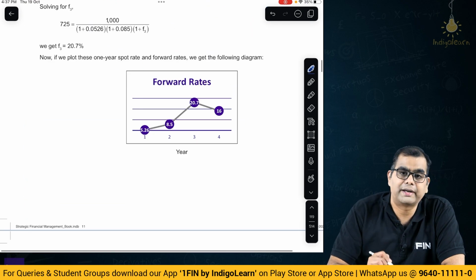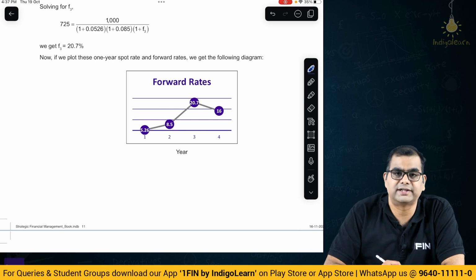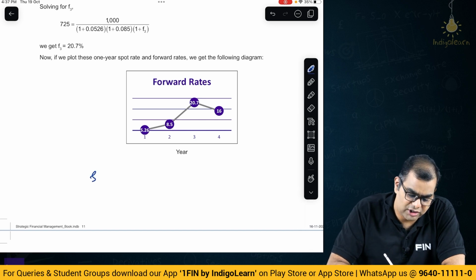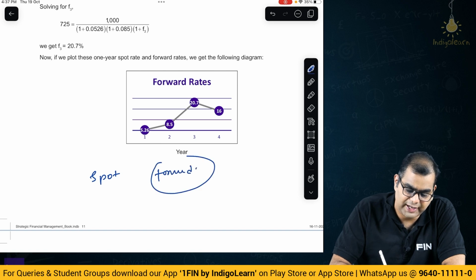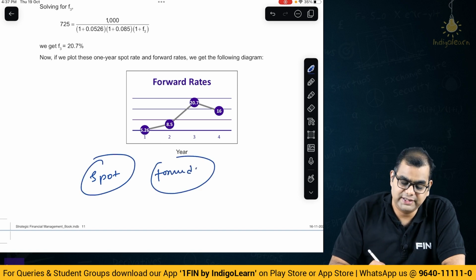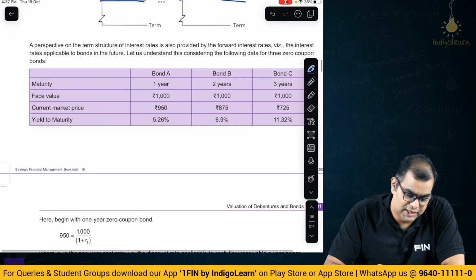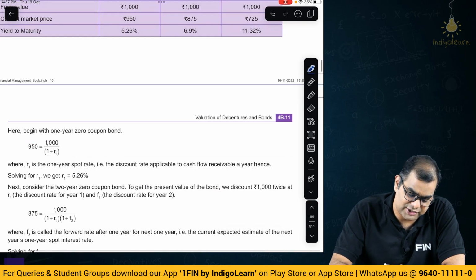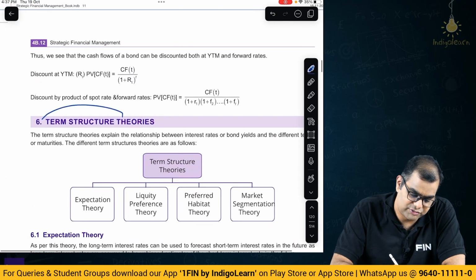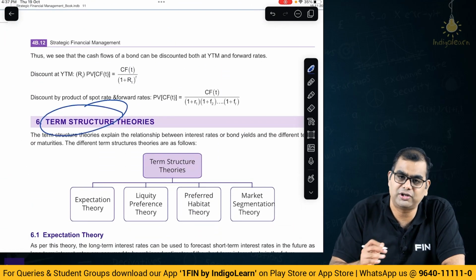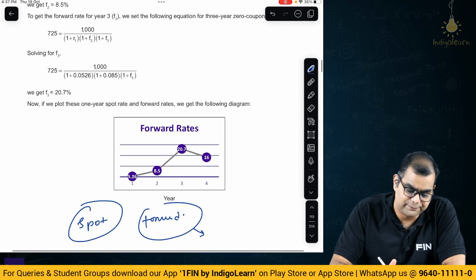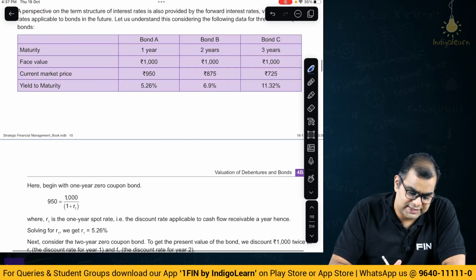So based on these, you have to look at certain things. There is something called a spot rate, there is something called a forward rate, and you arrive at these forward rates by bootstrapping. So, this whole process is called bootstrapping, or it is also called the term structure of interest rates. How you arrive at that, let us look at this example.